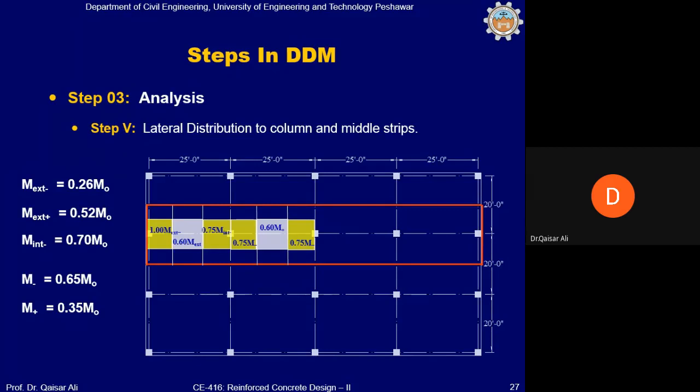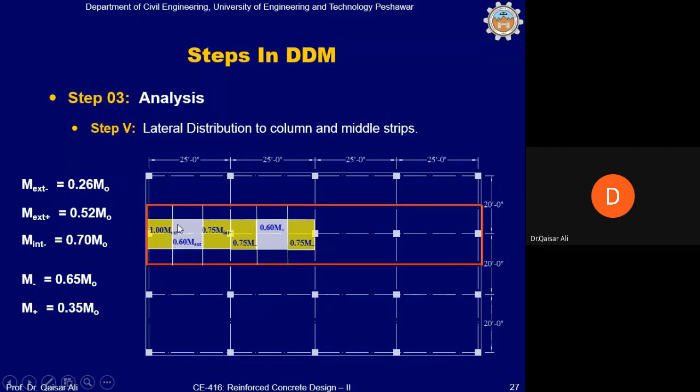Okay, and basically slide number 27 is more or less a summary of the direct design method, where all the coefficients are given. M naught, you know, is W U l2 ln squared by 8. M exterior here is total 0.26 M naught. Then we have 0.52 M naught here. Then we have 0.7 M naught here, 0.65, 0.35, 0.65. These are the longitudinal distribution coefficients.